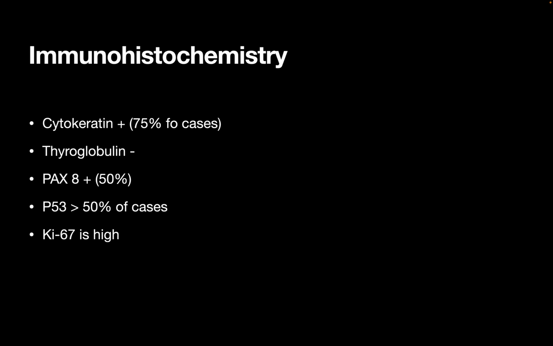Immunohistochemistry: cytokeratin will be positive in 75% of cases. Thyroglobulin is negative. Pax8 will be positive 50% of the time. P53 staining will be aberrant in over 50% of cases, and the Ki67 is often high.